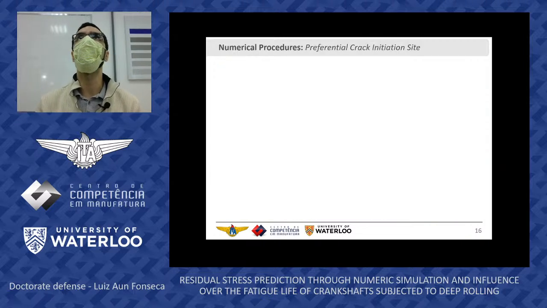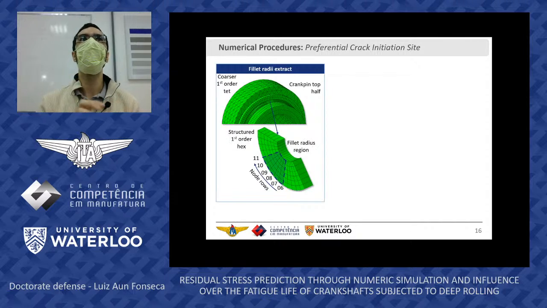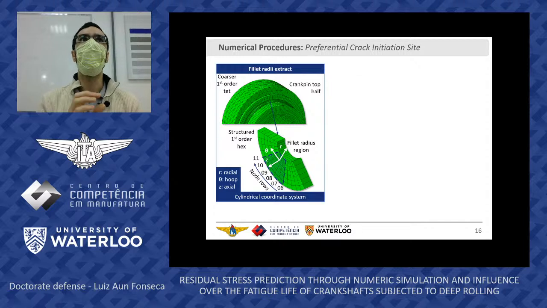But before we enter into the experimental procedures, we need to just clear out how to assess the crack initiation preferential site through the simulation. So we will take an extract from the fillet radii on both top and bottom regions, and analyze this region here between node rolls 6 to 11. So it will be the most impacted region by the rolling during the process. And what we did was to set a cylindrical coordinate system at this point, where the radial direction points towards the center of the fillet, the hoop direction, or theta, is along the circumference of the fillet, and Z, or axial, is perpendicular to the first two.